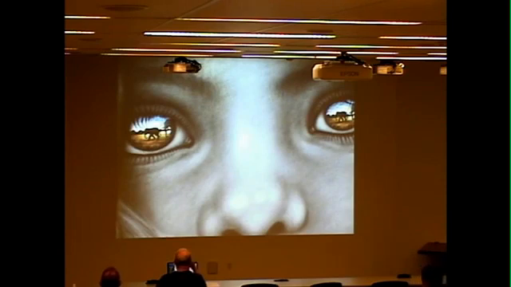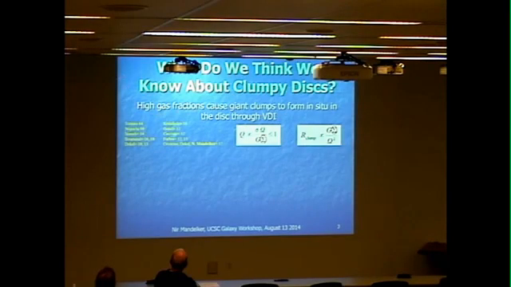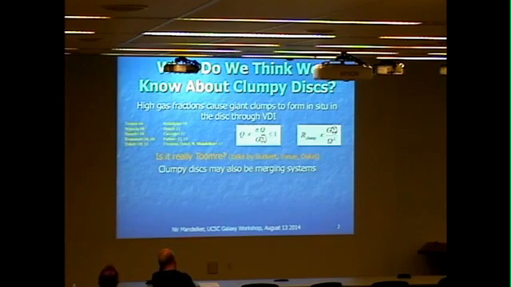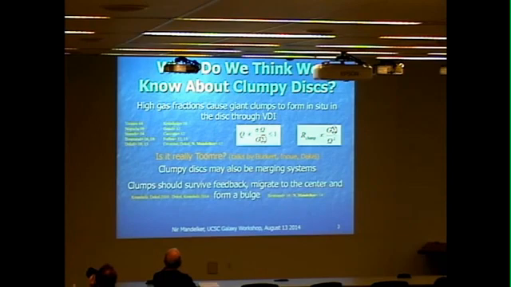We know about clumpy disks, so we thought we knew about the clumpy disks. We thought that high gas fractions cause giant clumps to form in situ in the disk through VDI because of the Toomre Q parameter, but is it really Toomre? We heard nice talks by Andy, by Shigeki. We'll hear another talk tomorrow by Avishai that we're no longer sure that it's the simple case that we thought. Another option is that a lot of these clumpy disks could just be merging systems. There's still a lot of people who see images of clumpy disks on the sky and go, this must be a merging system. Another thing we think we know is that clumps should survive feedback and migrate to the center.